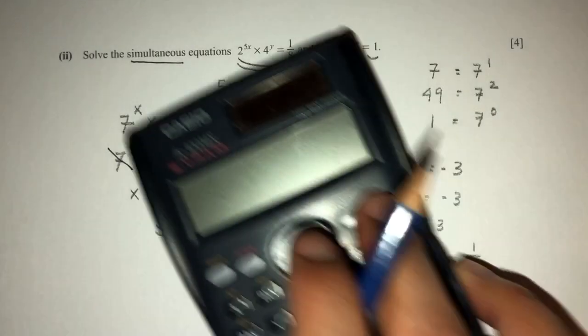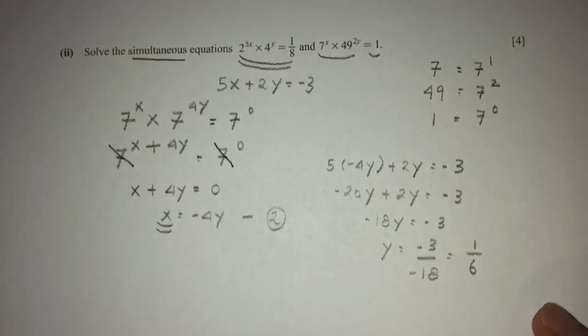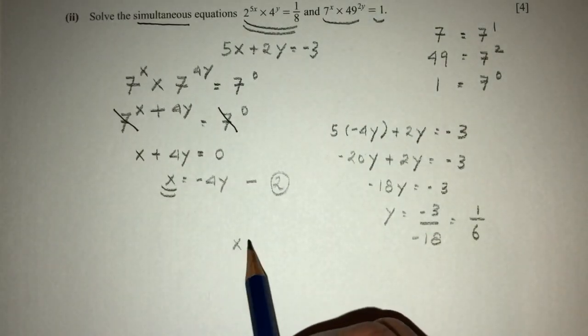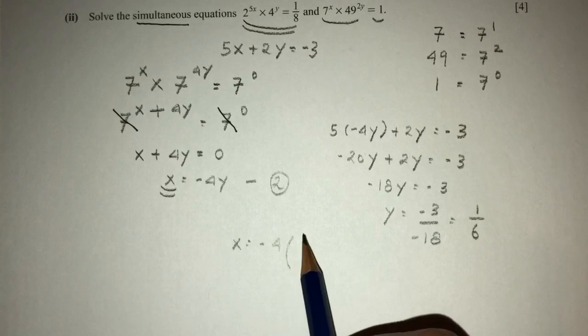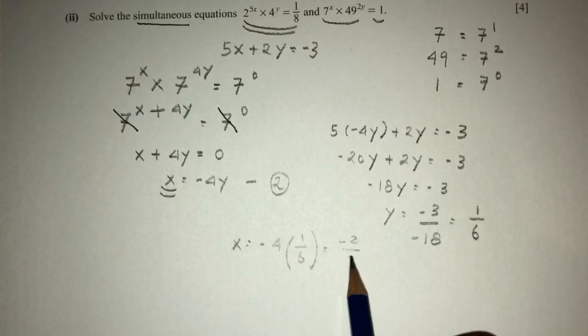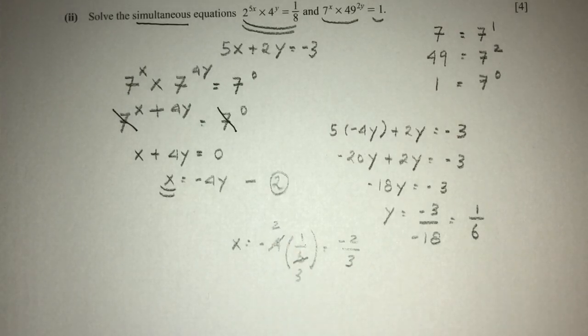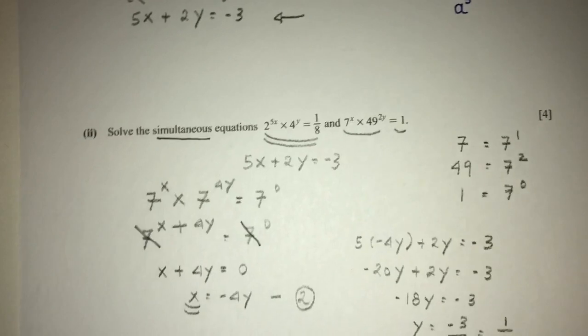But always, let's check. 1 over 6. That is your value of y. Now x will be what? Minus 4 times 1 over 6. That should be minus 2 over 3. So cancel 2, 3. That will be your answer for question number 5.